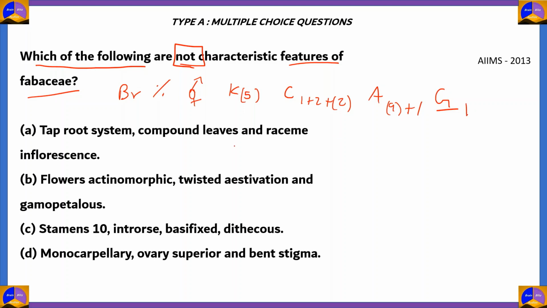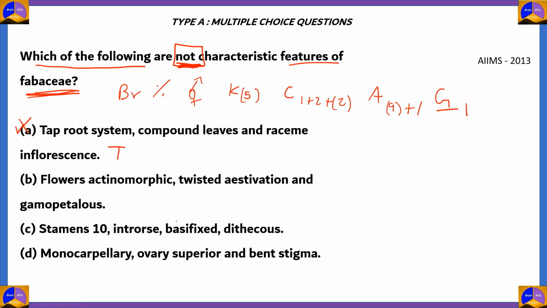So let's look at each of our options. A, taproot system, which is found in Fabaceae family. Compound leaves, again found in the Fabaceae family. And raceme inflorescence, again a distinctive feature of Fabaceae family. So this option is true, so that makes it incorrect because the question has asked us to find which is not a characteristic feature. So option A is true, which makes it incorrect.